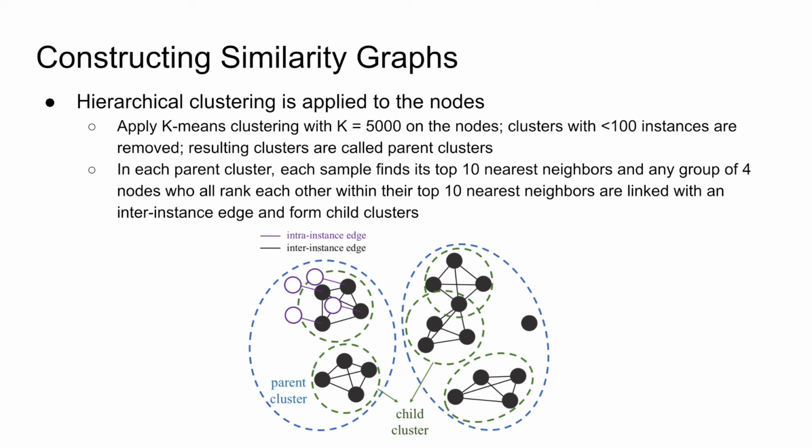First, they apply k-means clustering on the nodes, where k equals 5,000, and drop the clusters with fewer than 100 instances. The remaining clusters are the parent clusters. Then, within each parent cluster, each sample finds its top 10 nearest neighbors. For each group of 4 nodes that all rank each other within their top 10 nearest neighbors, they are clustered into so-called child clusters, and they are all connected with an inter-instance invariance edge.